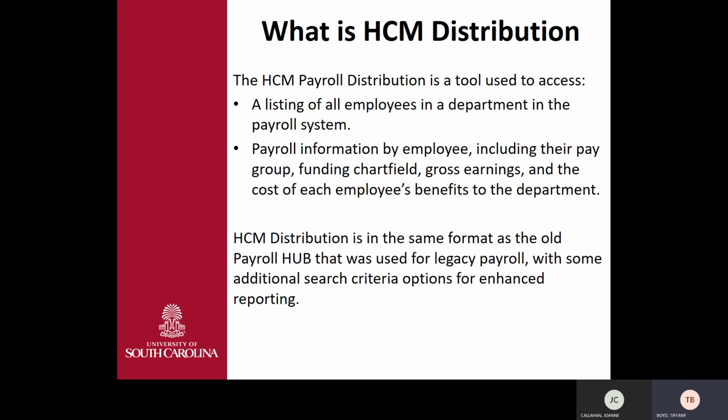So then what is HCM Distribution? The HCM Payroll Distribution is a tool that you can use to access a listing of all the employees in a department from the payroll system. So given a set of parameters or search criteria, it will give you all the payroll based on that search. The payroll information that it pulls will be the listing of employees, including their pay group, the funding chart field, the gross earnings, and the cost of each of the employees' benefits to the department. And again, this is the employer's share of those benefits.